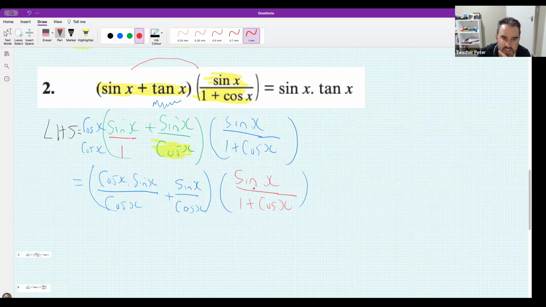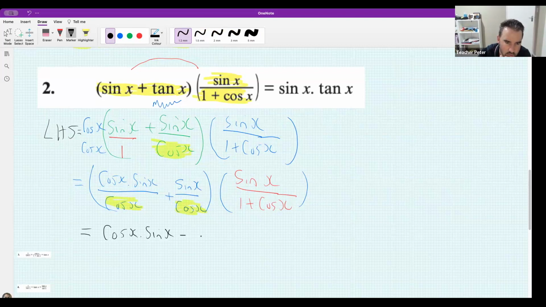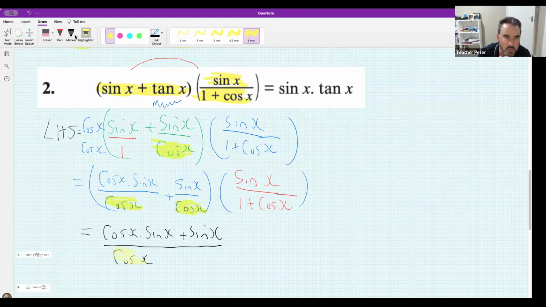Okay, now I think we can all see what is coming next. I'm going to put them together because we wanted the denominators to be the same. And now we have the same denominator. So let's say that we get cos x times sine x plus sine x over cos x, where the cos x was that lovely denominator that we made. Okay, now the red bit hasn't changed at all. So that is just staying where it is.